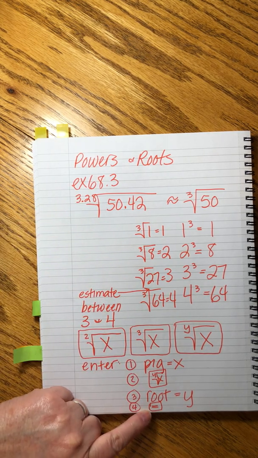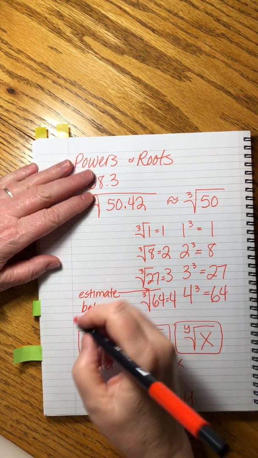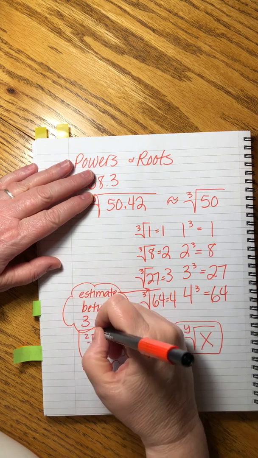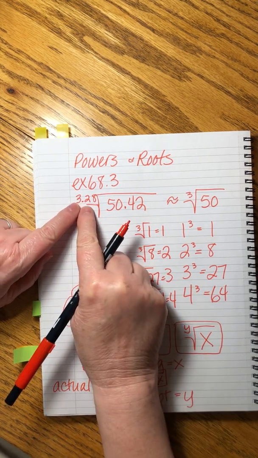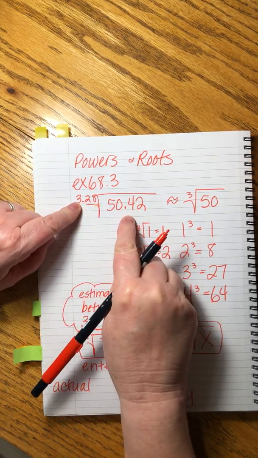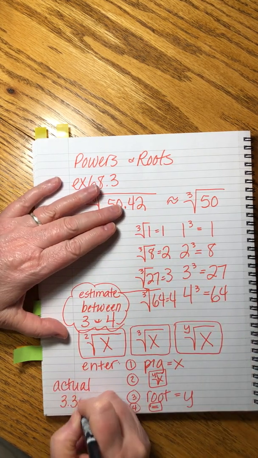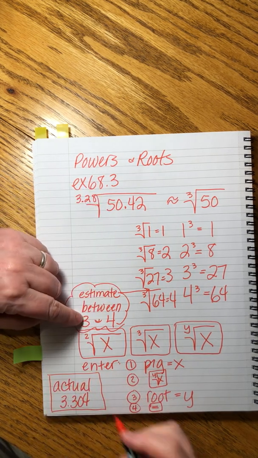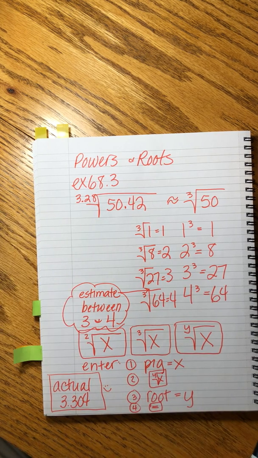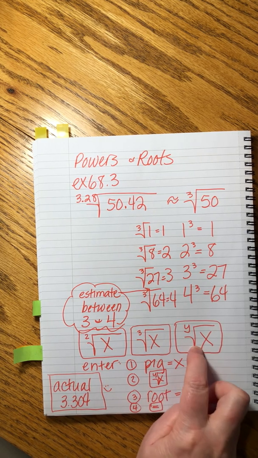We follow this flow to enter, and what we will get for our actual, let's see, this was our estimate, and our actual value for the 3.28th root of 50.42 is 3.304. And so, happy days, once again, our estimate turned out to be a very lovely approximation of what we're doing. Make sense? So now we've learned how to use these buttons, and we have one more.